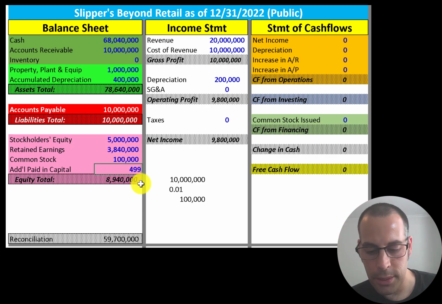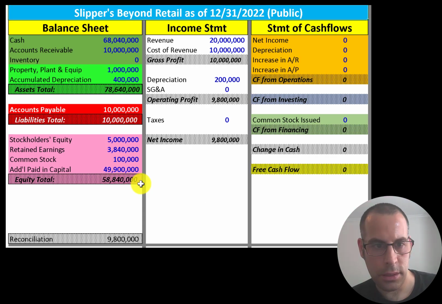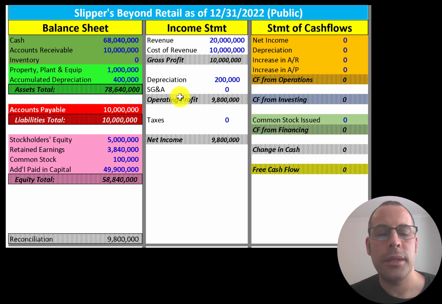So $49,900,000. So all future capital raises would go into additional paid in capital and a small amount in common stock. That's how you can track how much money the company raised from selling stock. But if they buy back stock, they may reduce additional paid in capital or report treasury stock. That's a contra equity account. I didn't do stock buybacks this video, but maybe next video I'll do that.